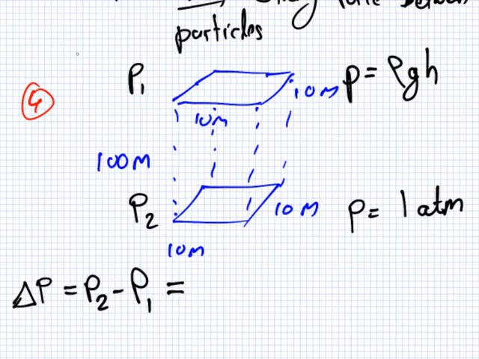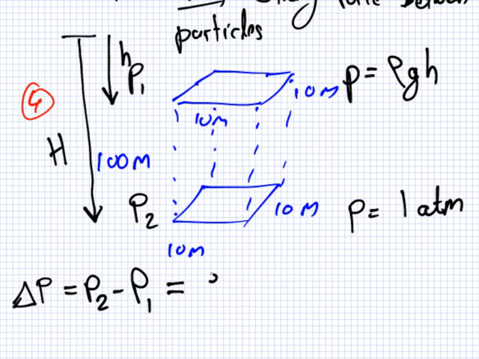So this distance here from the sky down, that's big H, isn't it? Can you see? And then this distance here, we'll call it small h. Does that make sense? So the first one will be rho g, big or small h? Big H. And then the second one is rho g, small h.